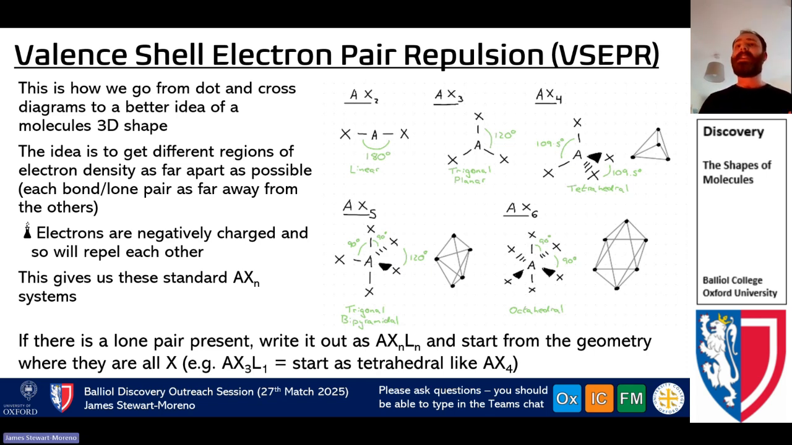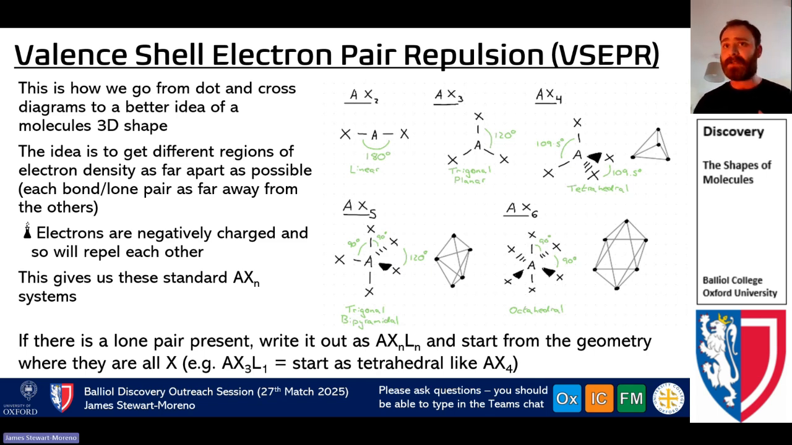So, VSEPR is how we go from your typical dot and cross diagram, or you may call it a Lewis diagram, into a better 3D representation. The basic idea is to get different regions of electron density to be as far apart as possible. This being each area of electron density being either a bond or a lone pair.